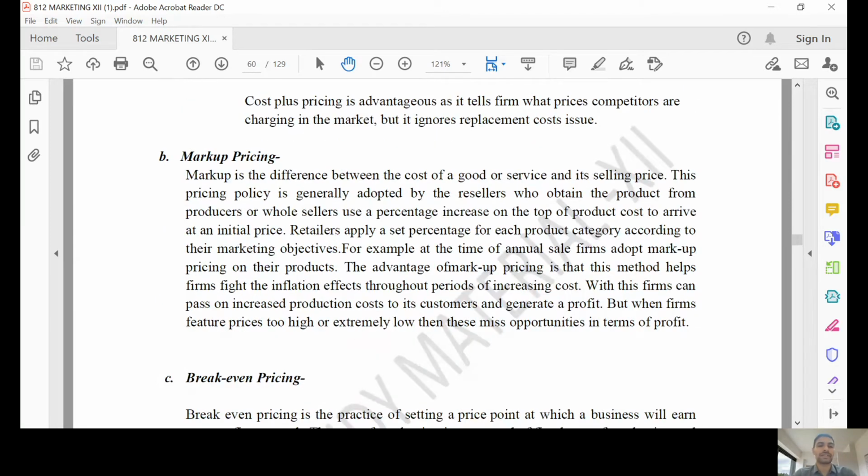And markup pricing. Markup pricing means a percentage of profit is added to the product and it is sold. Markup pricing is usually followed by resellers like wholesalers and retailers.